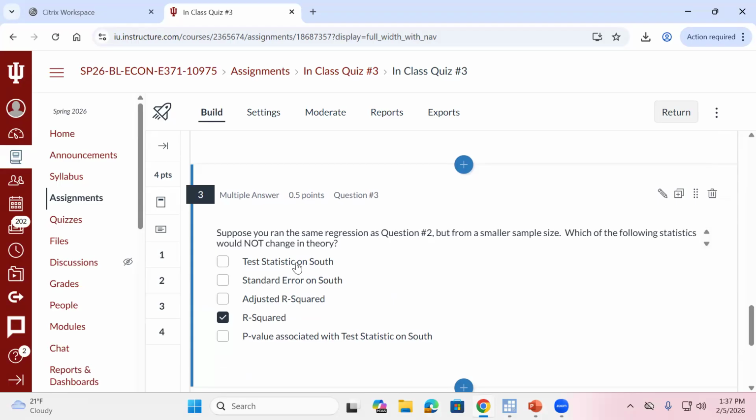My test statistic and p-value are directly linked. The higher my test statistic, the lower the p-value. The lower the test statistic in absolute terms, the higher my p-value. So all of those are going to be changing. What about the R squared and adjusted R squared? Well, we haven't quite gotten to talking about the adjusted R squared, so it probably doesn't make sense that that's going to be my answer. We'll talk more about that probably next week.